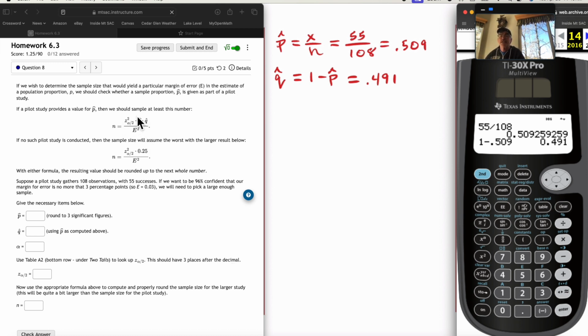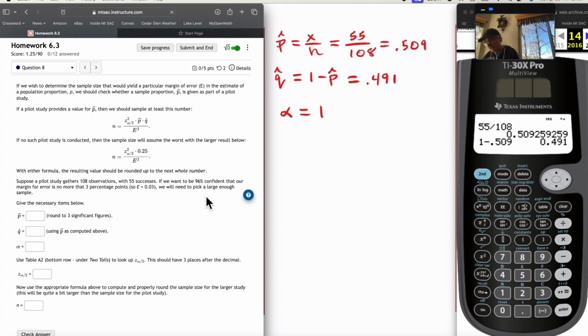We need this z alpha over 2 value, so we're going to need to determine alpha. Alpha is 1 minus the confidence level. If you look here, our confidence level is 96%, so we'll use 0.96 for that. And alpha is the complement. 1 minus 0.96 is 0.04.